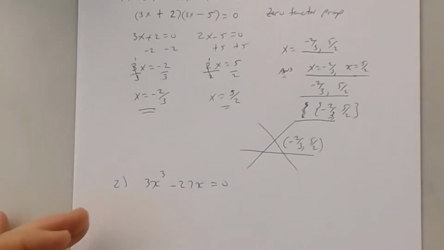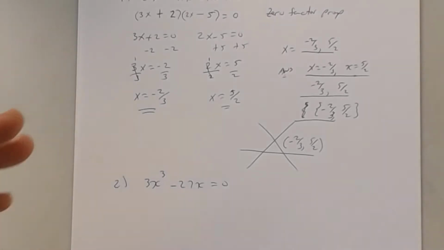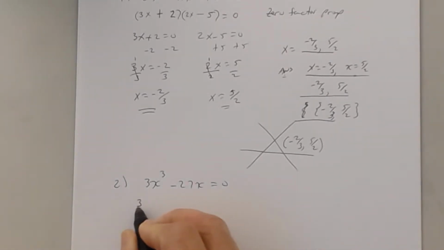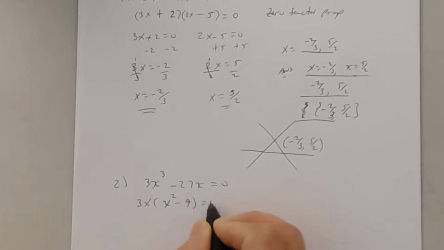But it doesn't matter. You're going to solve this cubic equation just like you did number 1. Or just like you did when you factored the problems on test 2. First thing you're going to do is look for a GCF. What's the GCF? 3x. Okay. So I'm going to factor out a 3x. When I factor out 3x, I get 3x times what? X squared minus 9, and that's equal to 0, right?